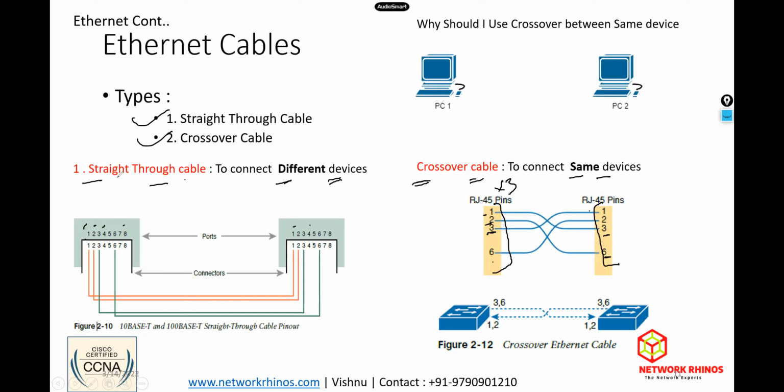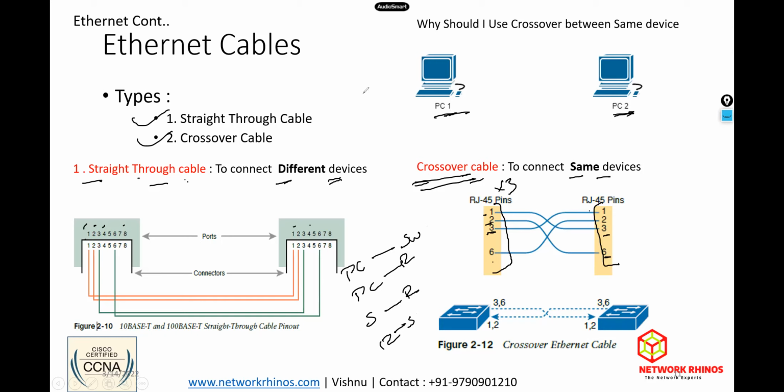When I say straight through cables are used to connect different devices, it means if I have a PC and a switch, I'll be using a straight through cable. PC and router, straight through cable. Switch and router, straight through cable. Router and a switch, again straight through cable. But when I have same devices, I have to use a crossover cable. Maybe PC to PC, it will be a crossover cable.